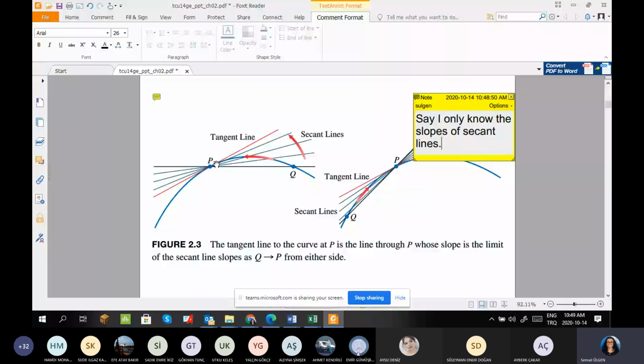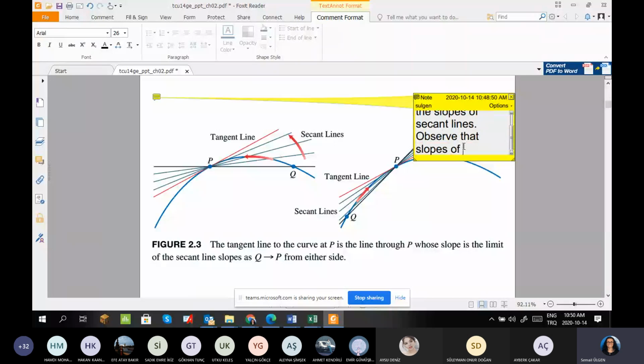You should observe that the slopes of the secant lines are getting closer to the slope of the tangent line. Look, the slope of this one is very similar to the slope of this red line, but the slope of this one is not as similar. As you get close to the tangent line, the slopes of the secant lines are getting closer to the slope of the tangent line as well. I want you to observe that.